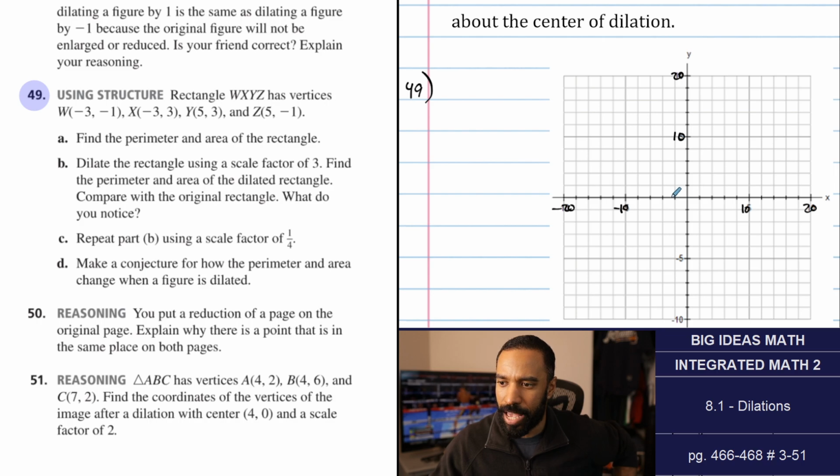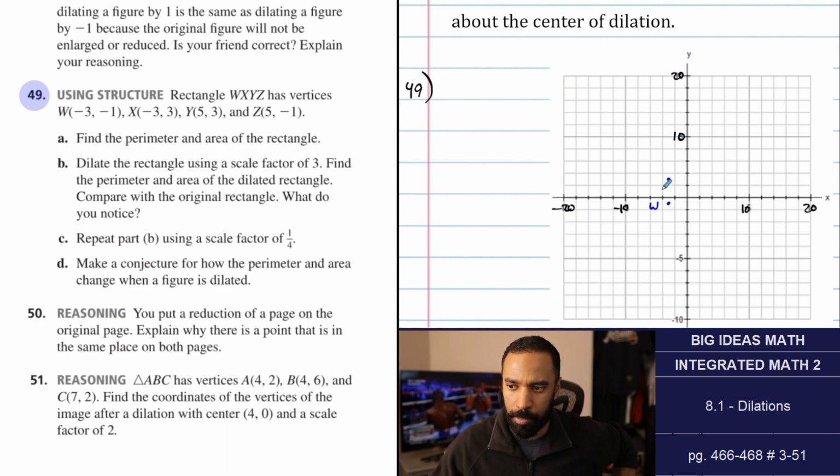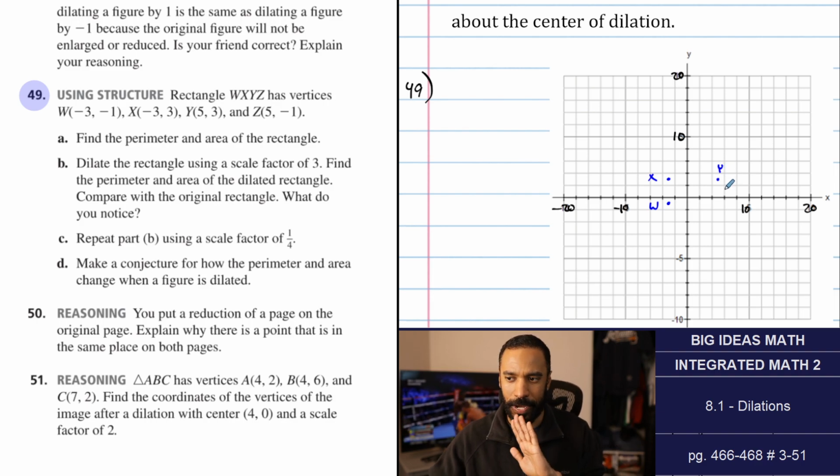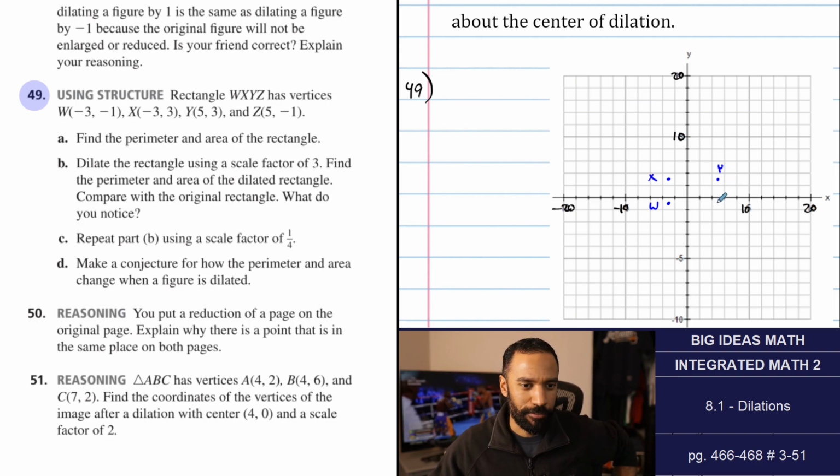So W's at -3, -1. X is at -3, 3. Remember, I scaled by 2s. At least this is a horizontal and vertical set so we can count things a lot easier. They're not going to make me do distance formula things. So here's WXYZ.